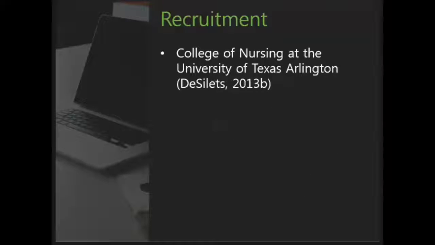The College of Nursing at the University of Texas at Arlington also used a MOOC as a recruitment tool, and they did this by offering a free introductory course for registered nurses who were interested in earning a bachelor's degree. They had over 70% of the students in their course pay to enroll in a second course. So this shows that free MOOCs could entice students to enroll in fee-based MOOCs as later courses.